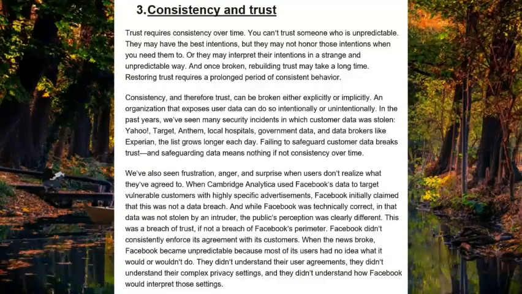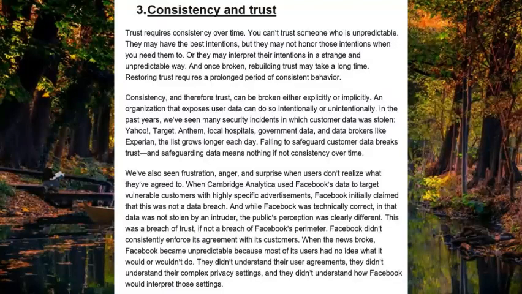Trust requires consistency over time. You can't trust someone who is unpredictable. They may have the best intentions, but they may not honor those intentions when you need them to, or they may interrupt their intentions in a strange and unpredictable way. And once broken, rebuilding trust may take a long time. Restoring trust requires a prolonged period of consistent behavior. Whereas consistency, and therefore trust, can be broken either explicitly or implicitly.